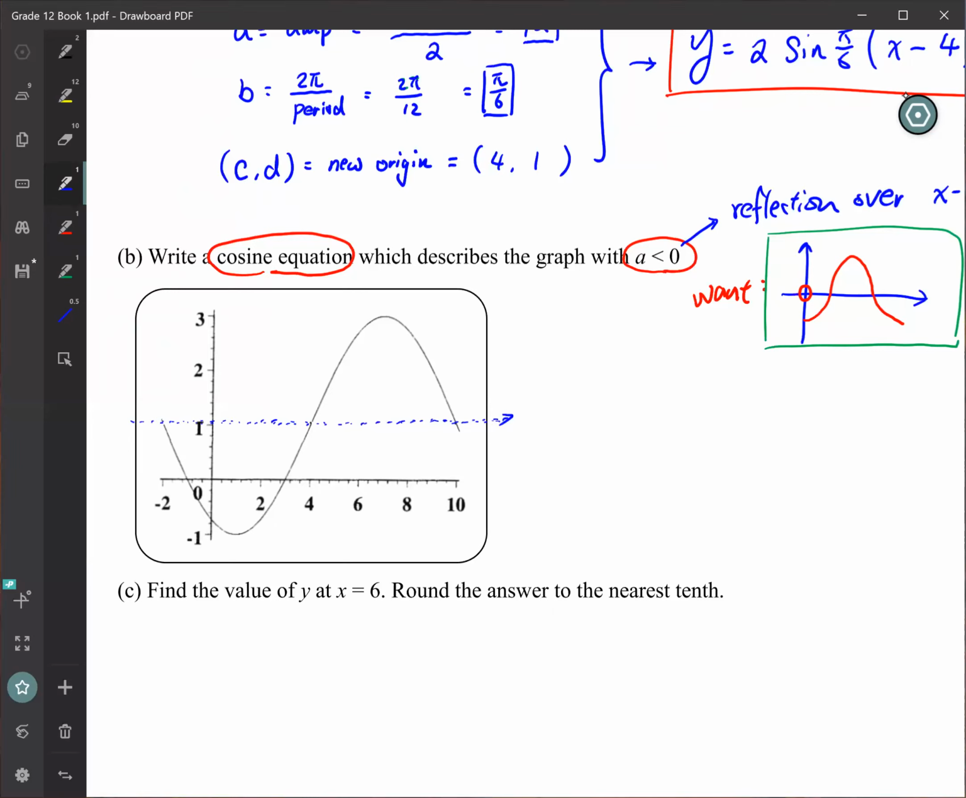Anyone has trouble finding the new origin? Okay, Trudy, can you draw the new y-axis for us?